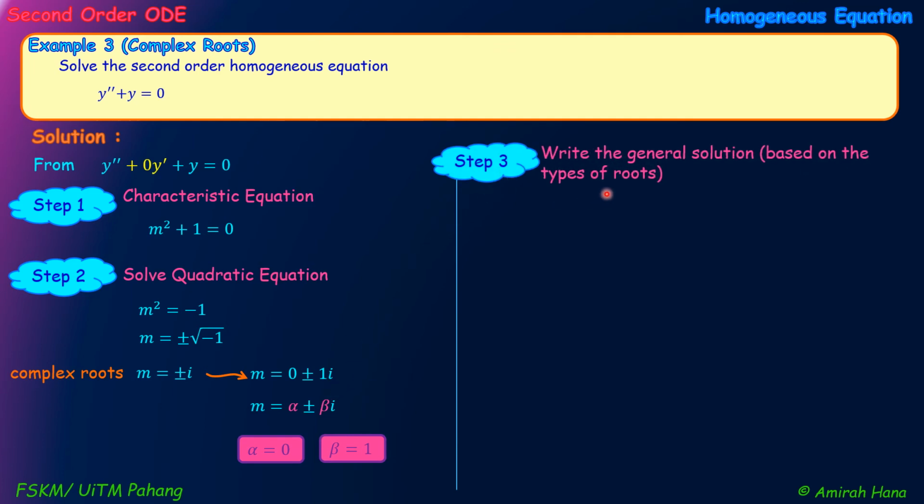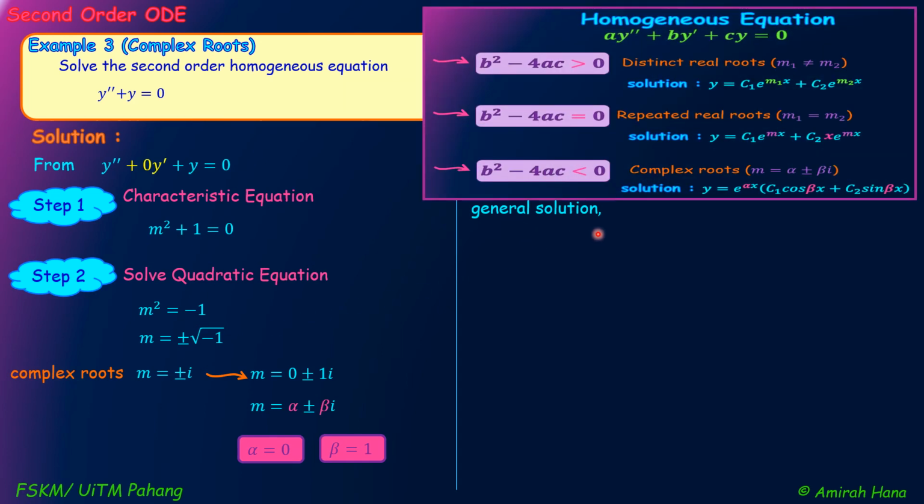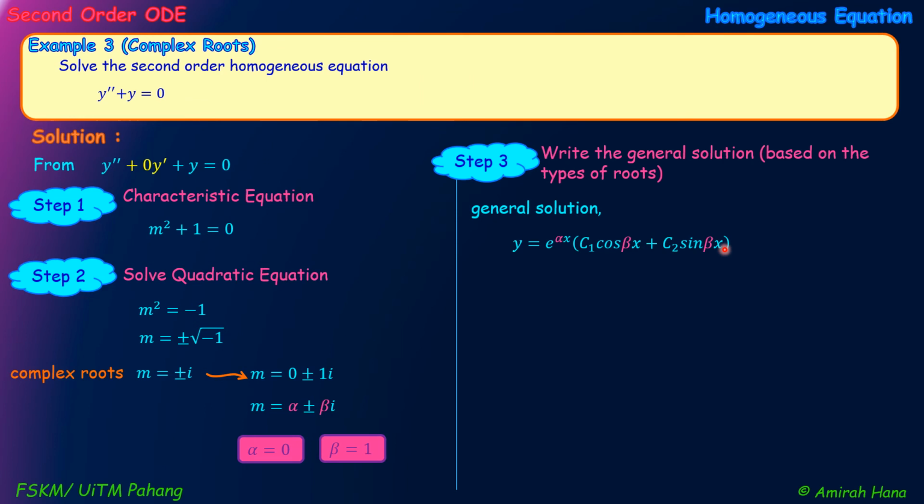Write the general solution based on the types of root. Now our type of root is complex root. So we can write the general solution based on this formula. For complex roots, the solution equals to y equals to e to the power of alpha x times c1 cos beta x plus c2 sin beta x.